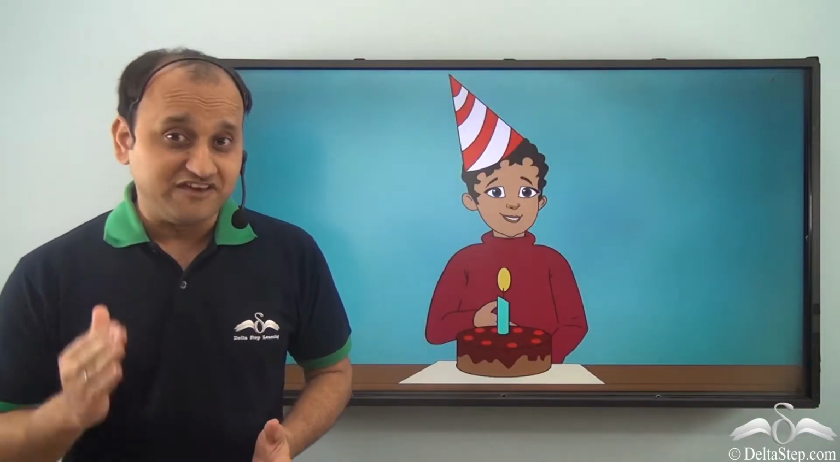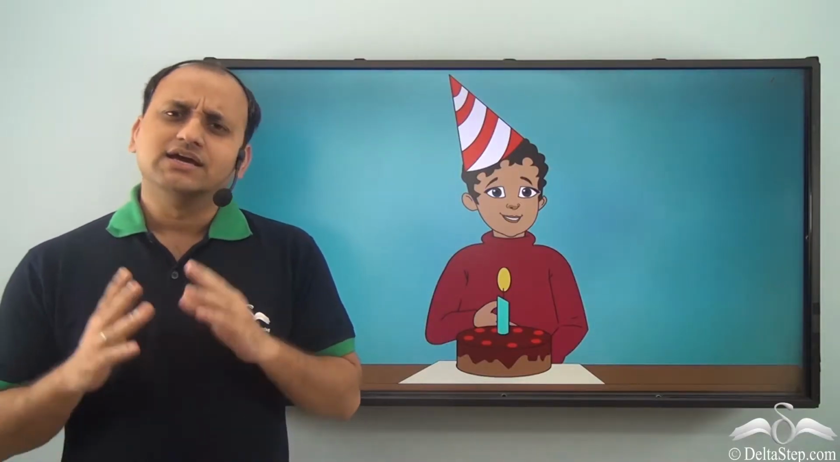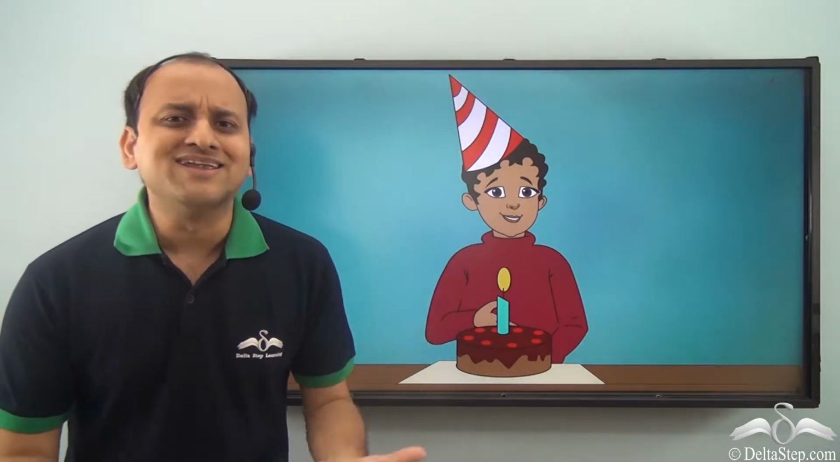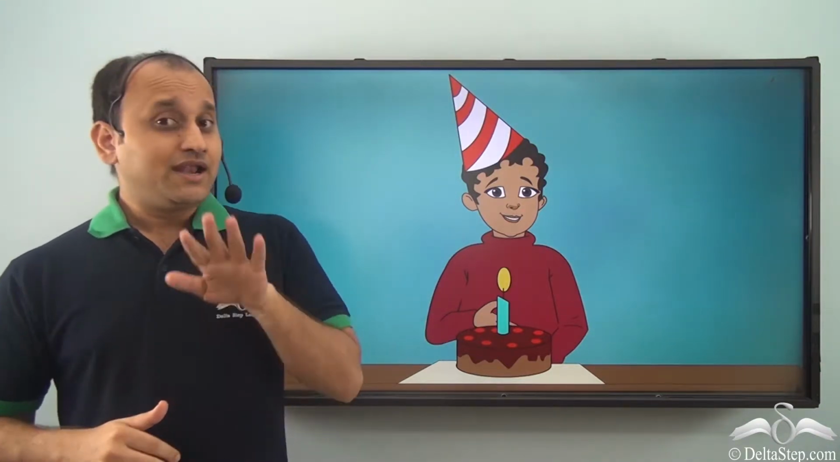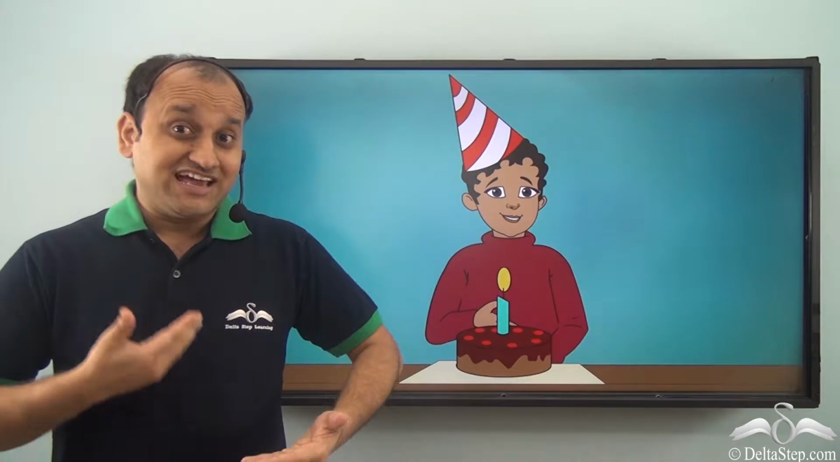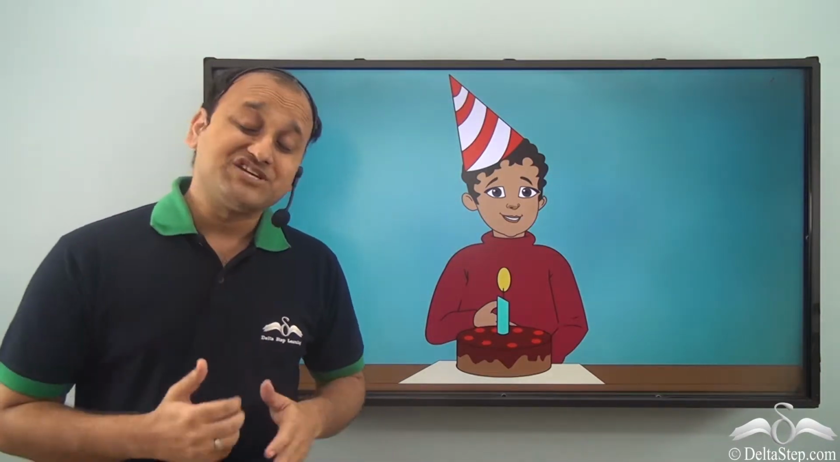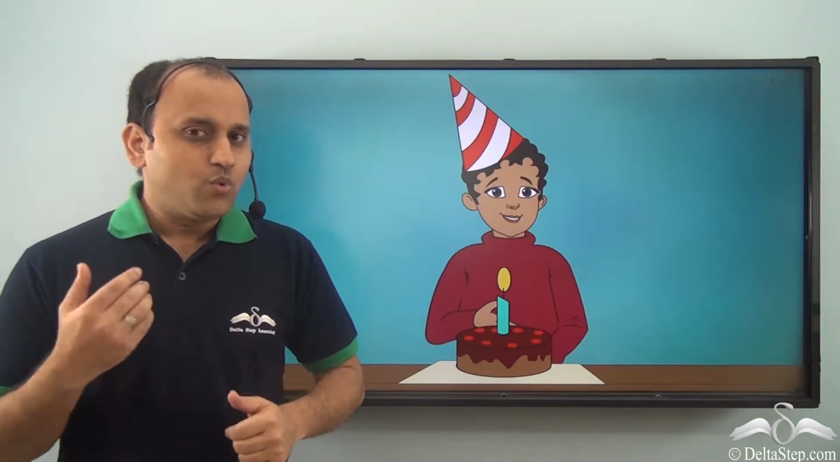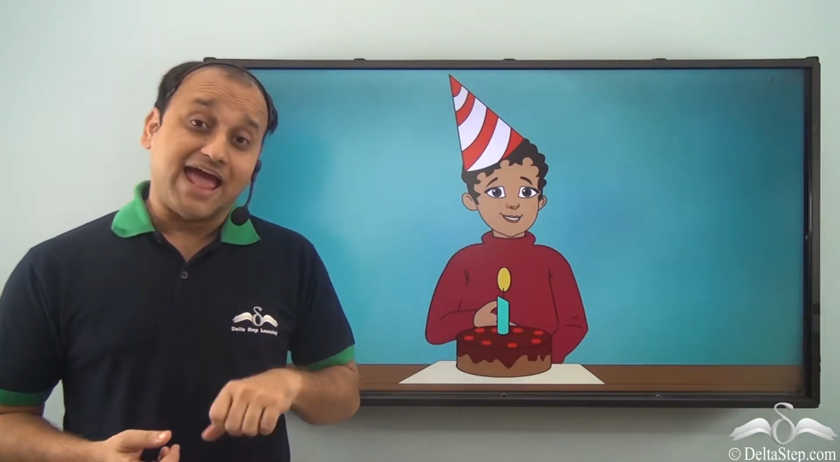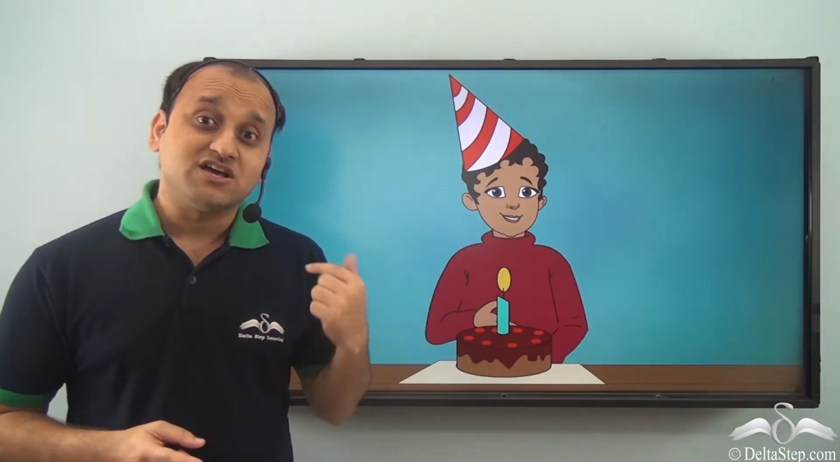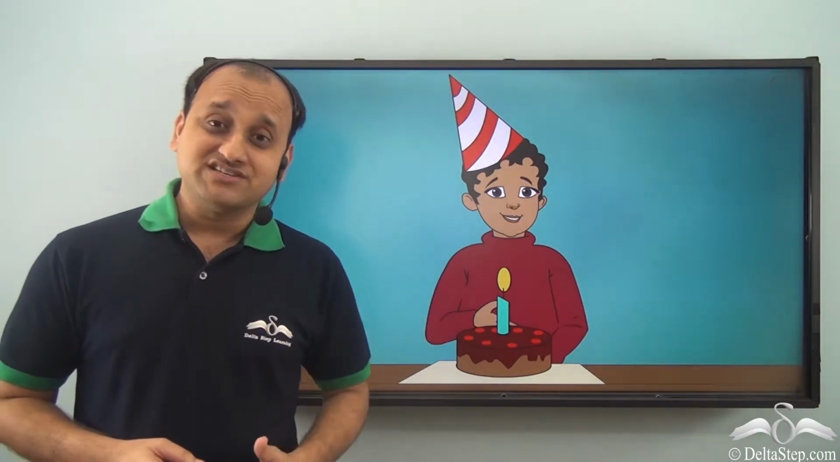It was Ravi's birthday and he got a number of gifts. Now, these gifts resembled some or the other shapes. So, let's see what are the gifts he got and what are the shapes which these gifts resemble.